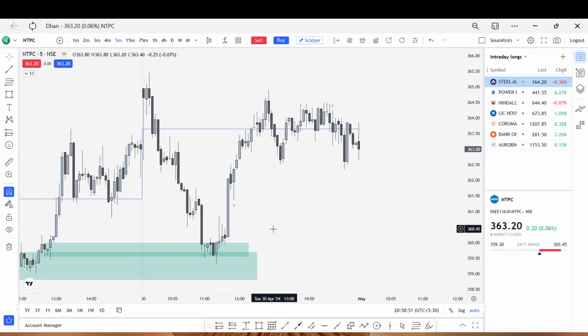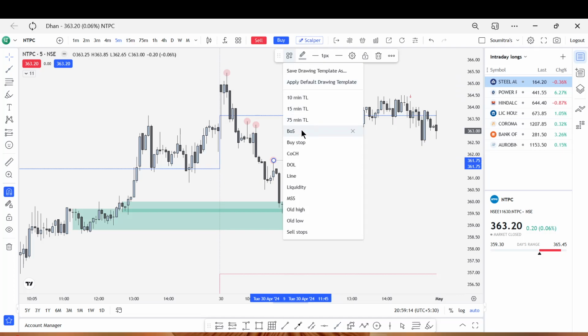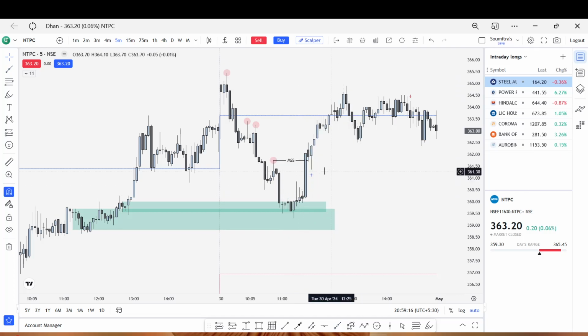So until this point, these highs were created: lower high, lower high, lower high, this is also a lower high, and then suddenly this is a higher high. Therefore, this was our market structure shift, and this is our breaker block. This is our breaker.